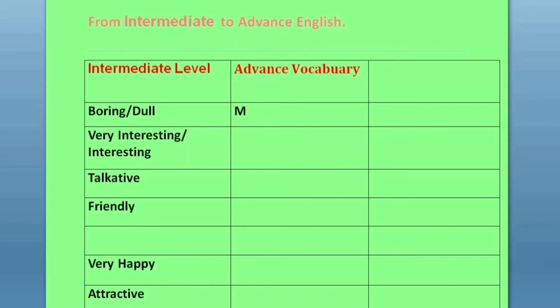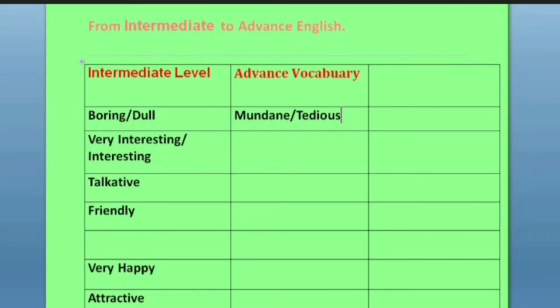So as you see, today we are going to discuss 10 words, and we are going to see how we can use advanced vocabulary. People who always use basic words, we will see how we can use better and advanced words today.